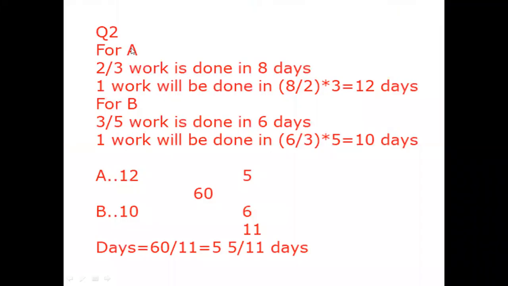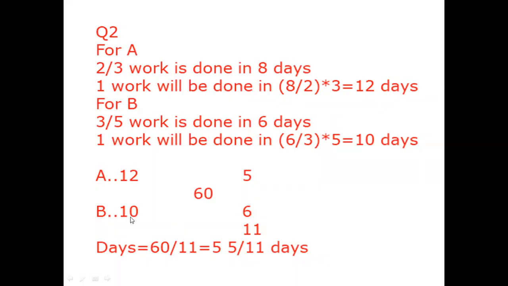For A, 2/3 work is done in 8 days, so one work will be done in 8 divided by 2 by 3. That comes out to be 12 days. In the same way for B, 3 upon 5 work is done in 6 days, so one work will be done in 6 divided by 3 upon 5. That comes out to be 10 days. Now A is doing the work in 12 days, B in 10 days.